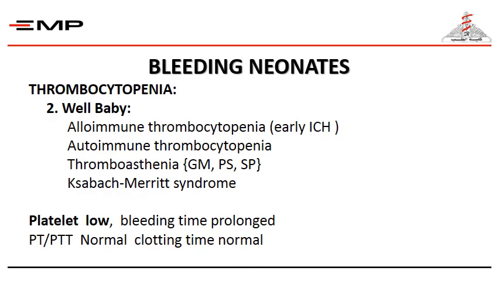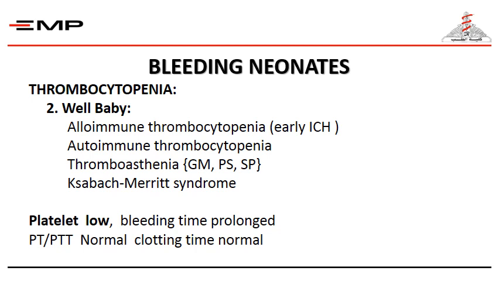The second group of causes of bleeding in neonates is low platelet count, or thrombocytopenia. In this group of babies, the platelet count is low, so the bleeding time is prolonged, but usually PT and PTT are normal and coagulation time is normal.